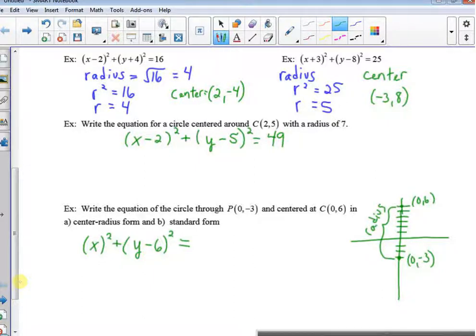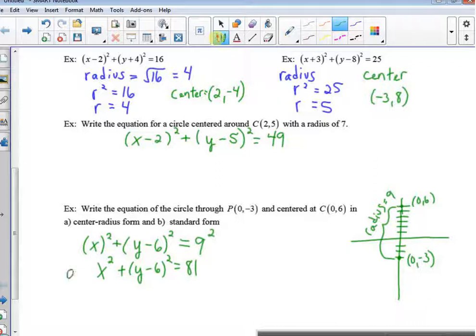So how much is that? 1, 2, 3, 4, 5, 6, 7, 8, 9. So it's going to be 9 squared, and I don't even need parentheses around that. So let's take that away. So it's just x squared plus y minus 6 quantity squared equals 81.